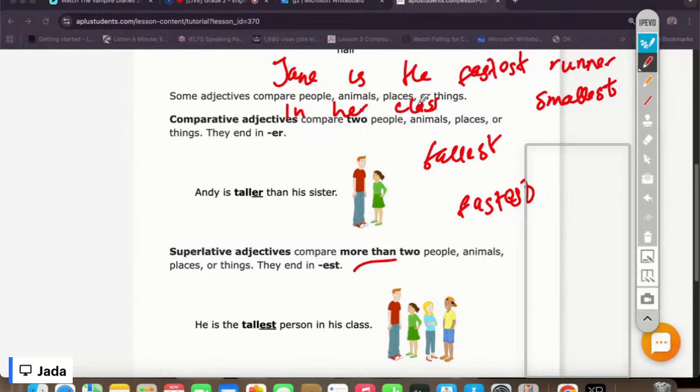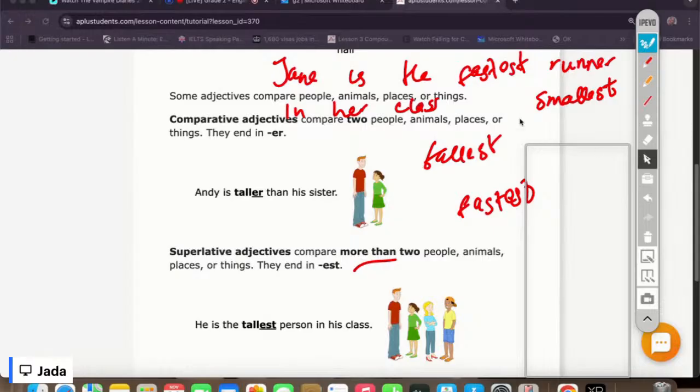Okay, so she's the fastest. So it's comparing a larger group. It is obviously more than one person in Jane's class. But if we say Mike is maybe faster, or maybe you can say Mike is faster than Ken, that means you're comparing between Mike and Ken. That's comparative. And superlative, you compare a larger group.